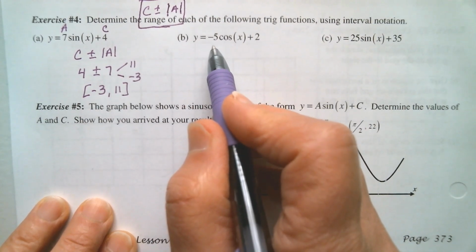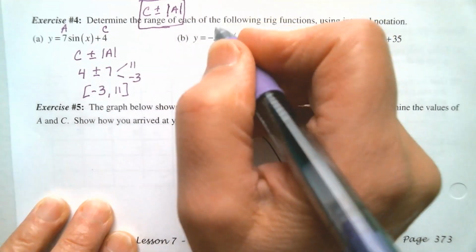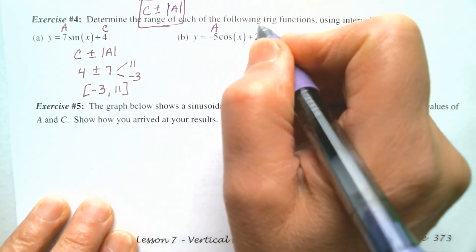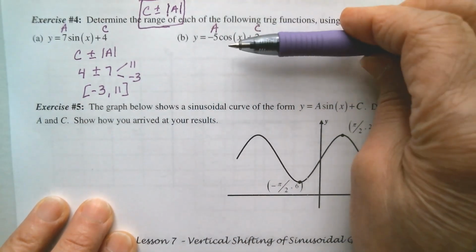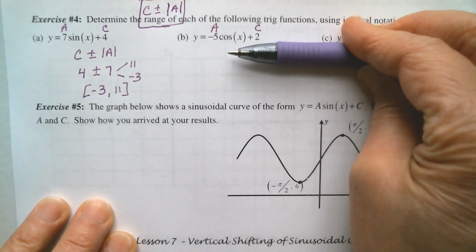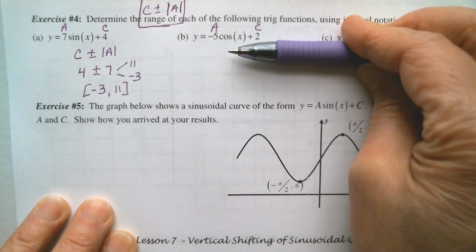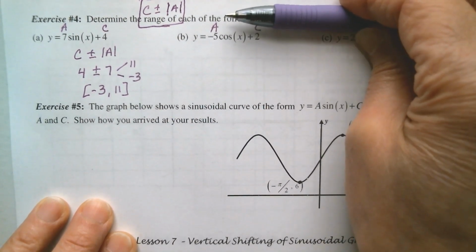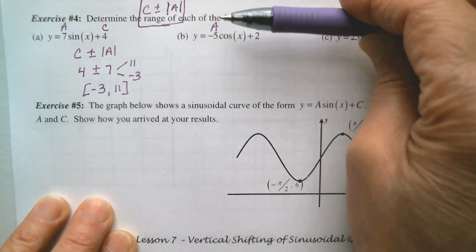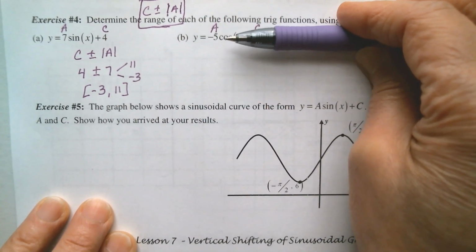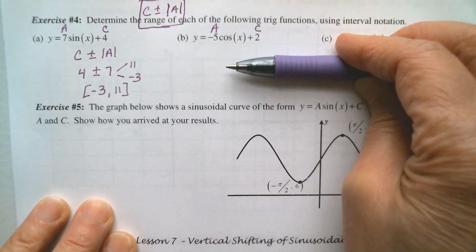y equals negative 5 cosine x plus 2. A is negative 5, C is 2. Again, if you think of the midline 2, and from the midline of 2, if we go up 5, add 5 to it, we're at 7. From the midline 2, subtract 5, we're at negative 3.